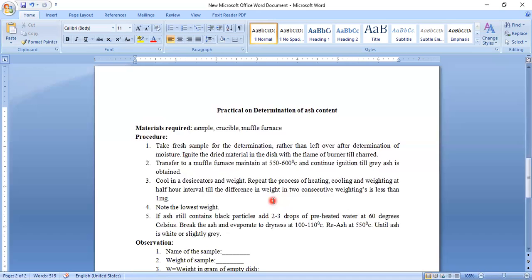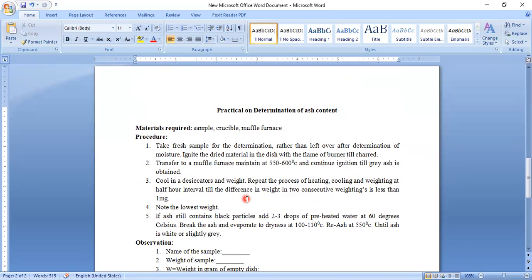The procedure to find out the ash content is that initially take a fresh sample for its determination rather than the leftover after determination of the moisture. Then ignite the dried material in the dish with the flame of a burner till it is charred, or blackened. Then transfer it to a muffle furnace, maintain at 550 degrees Celsius to 600 degrees Celsius, and continue ignition till gray ash is obtained.